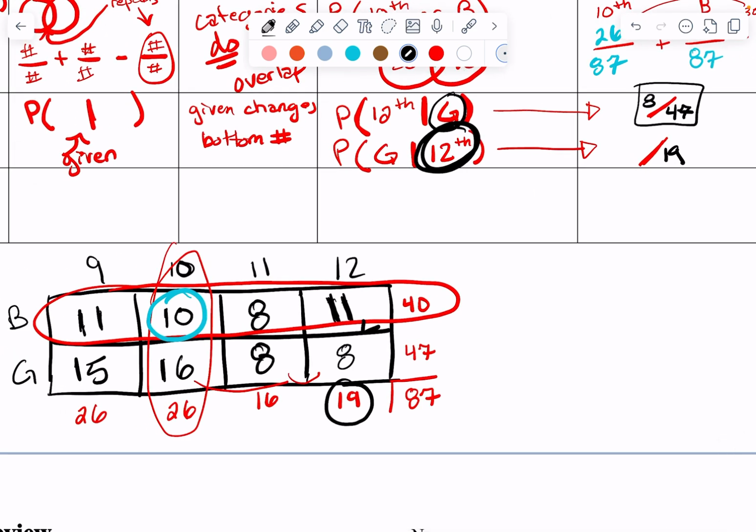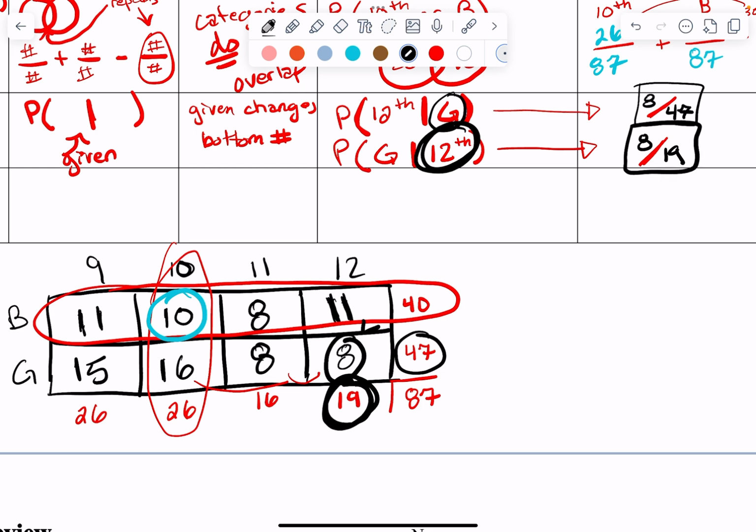Well, if you're trying to do that same logic as before, a lot of you guys are putting 47 over 19. Well, that's not even a probability because the bigger number is on top, right? That would be like over 200%, right? That's not even going to work. So it's not 47. Of these 19, how many are girls? 8. So 8 out of 19.